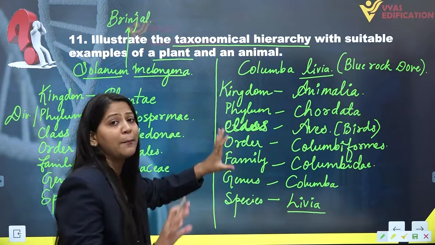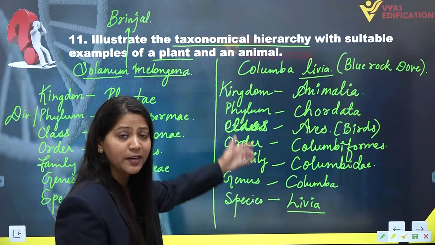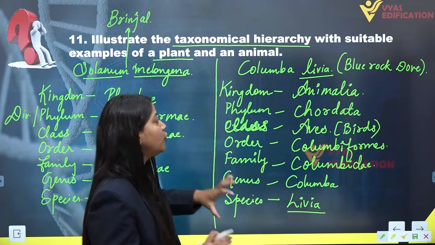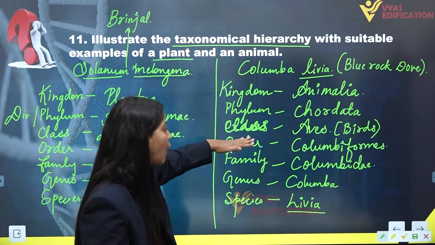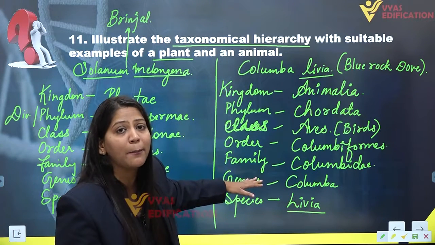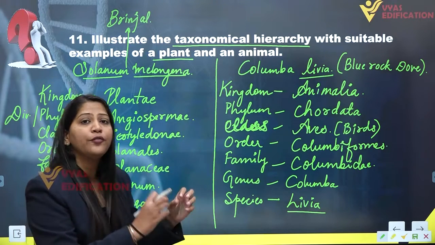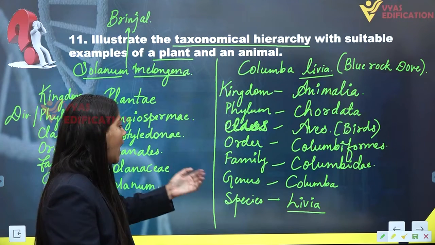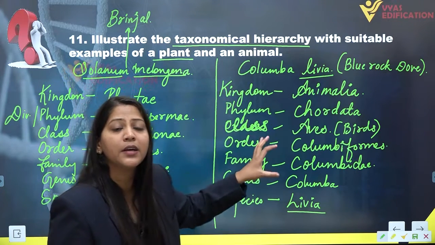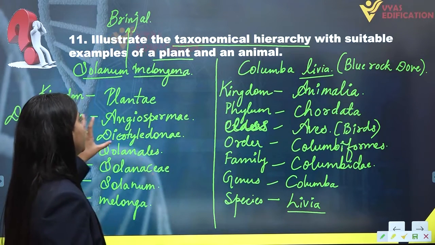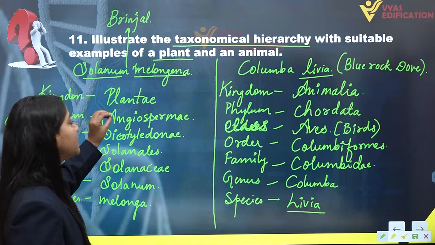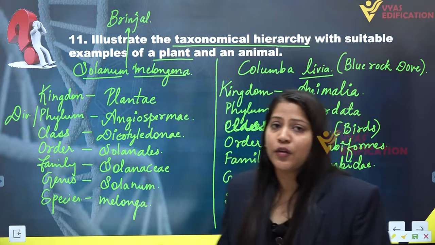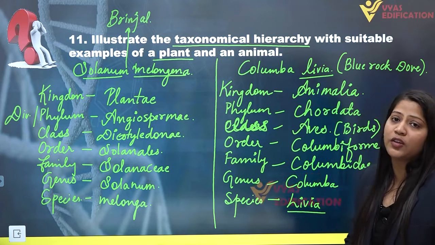We don't have to remember the genus and species of a scientific name, because they are already given in the name. What we have to learn is the kingdom, phylum, class, order, and family. Up to the family, we have to remember the taxonomical hierarchy of some common organisms of plants and animals, and the genus and species we get from the scientific name itself. So this is the example of Solanum melongena, included in the kingdom Plantae, and Columba livia, included in the kingdom Animalia. This is the complete answer of question number 11.